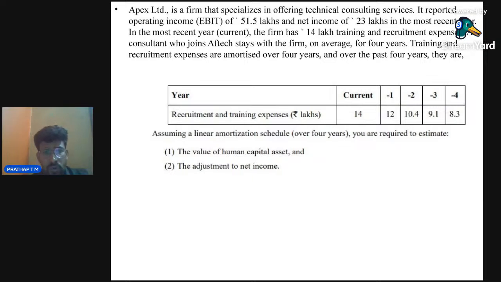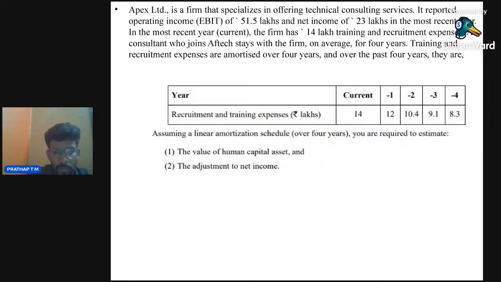After that, what you have to do is: what is your net income in your company? The net income is mentioned in your question itself. That is 23 lakh, right? Then you have to add the recruitment and training cost in the year 2017, that is 14 lakh. So put together, 23 lakh and 14 lakh, 37 lakh is the total value.